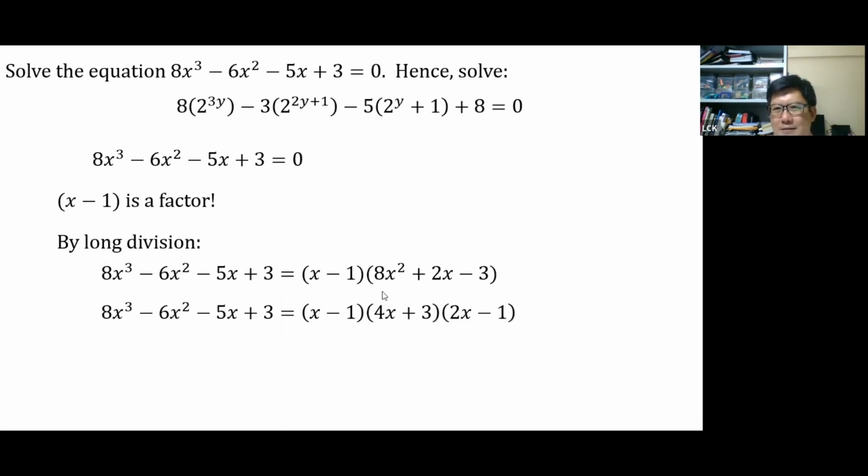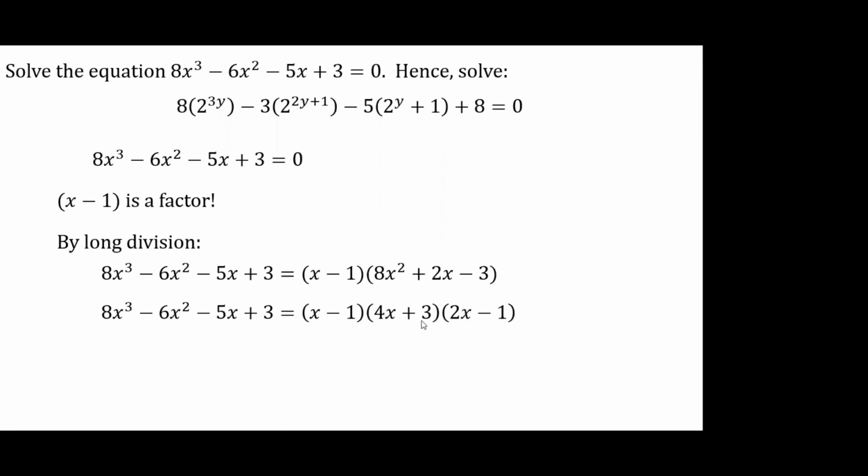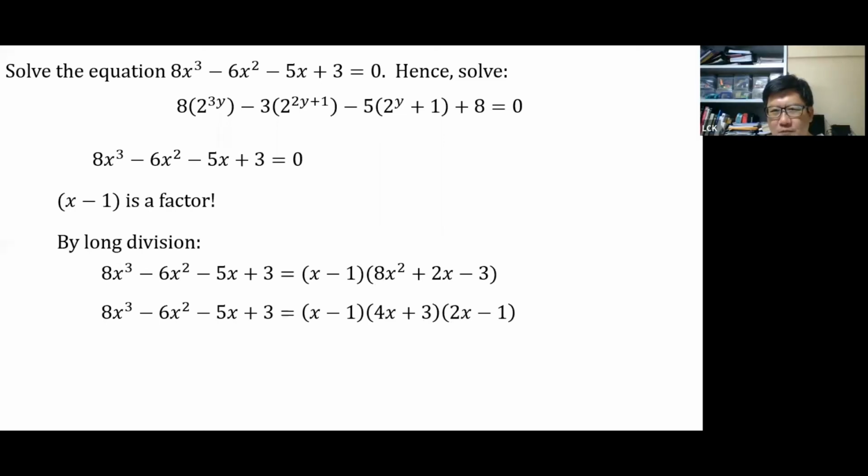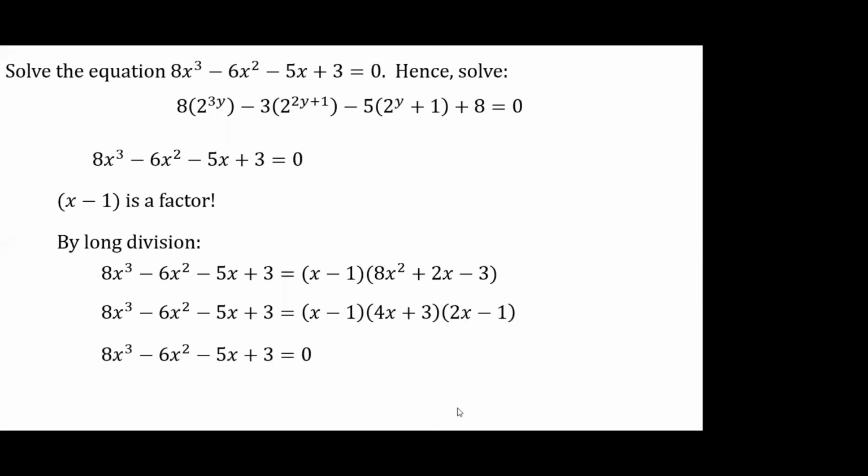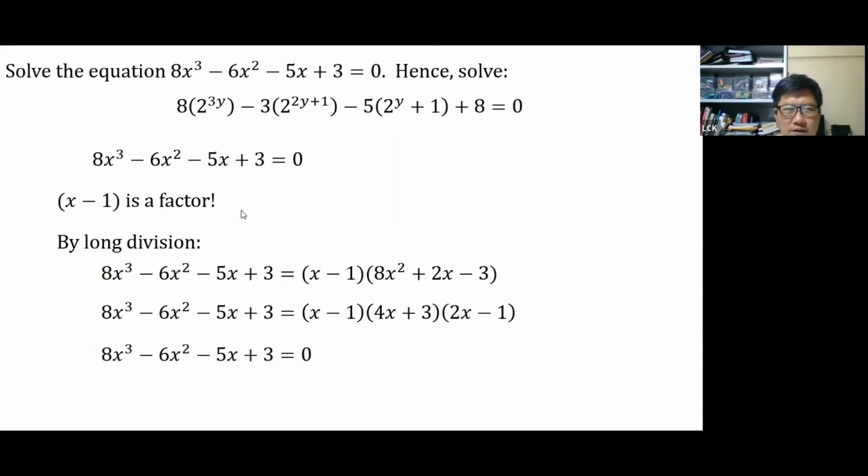And further on, when I crack this further apart, I get 4x plus 3, 2x minus 1. So 4x times 2x is 8x squared, that's minus 3, and that's 8x, 6x minus 4x, 2x, that's correct. So once I have that, I have this to solve, right? x cubed minus, oh my goodness, what did I do? x cubed minus 6x squared minus 5x plus 3 equals 0.